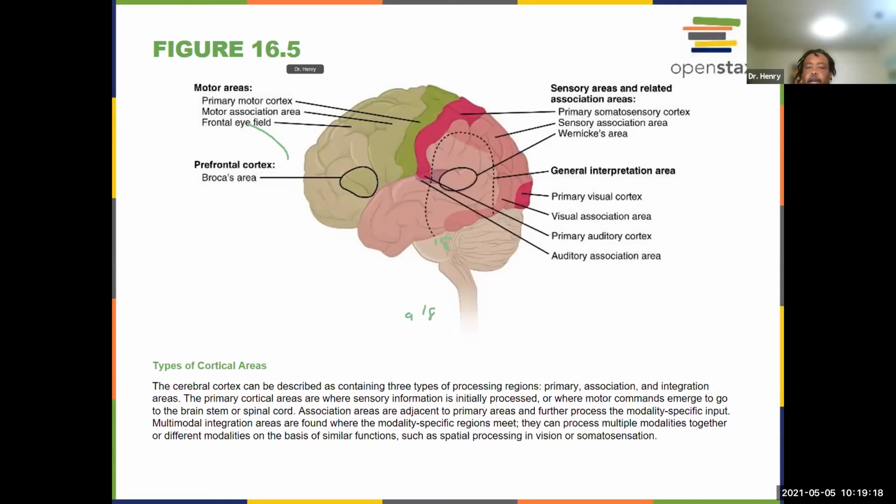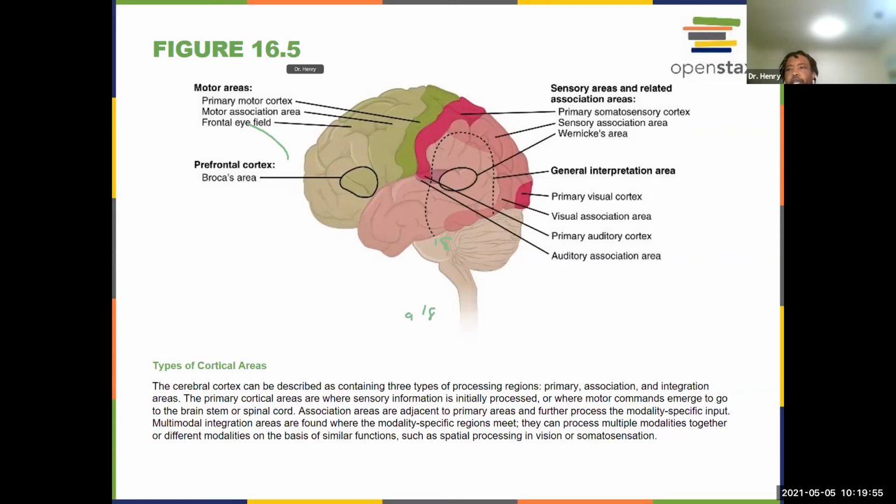Initially, they used to just define it by the different areas, so area 1, 2, 3. Then we've gotten a little more elaborate. As I said, you have these areas that are adjacent to each other, so there are three types of processing regions. The first is your primary processing, so we have the primary motor cortex. Then we have what we call the association region, so we have a motor association region. That would be area 6, the premotor area.